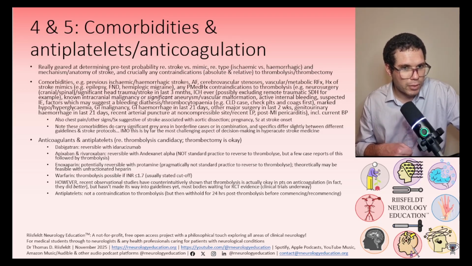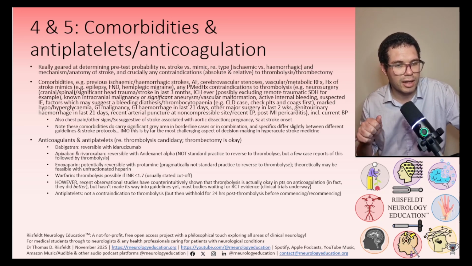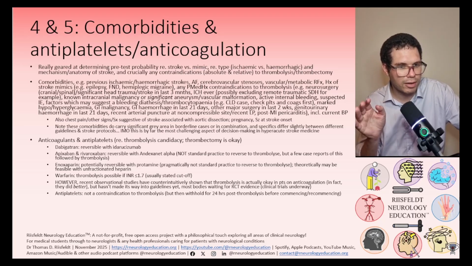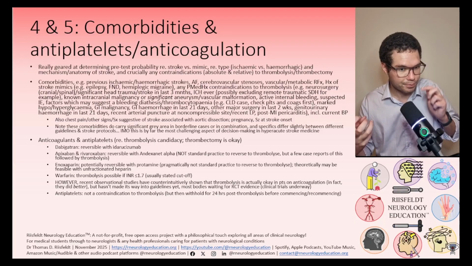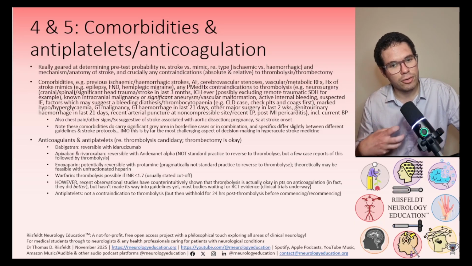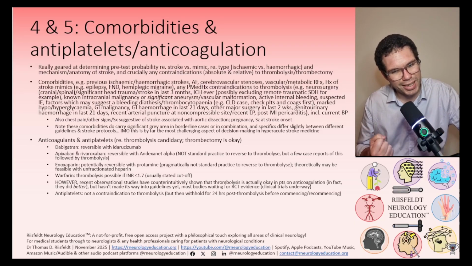Warfarin. So, warfarin thrombolysis is possible if the INR is less than or equal to 1.7. So that's the number to remember. 1.7 is the cutoff, and on the line is still in. You're still green. If you're on the line at 1.7, then you can still thrombolyze, based on what is usually stated as the cutoff. What do you do if the INR is greater than 1.7?